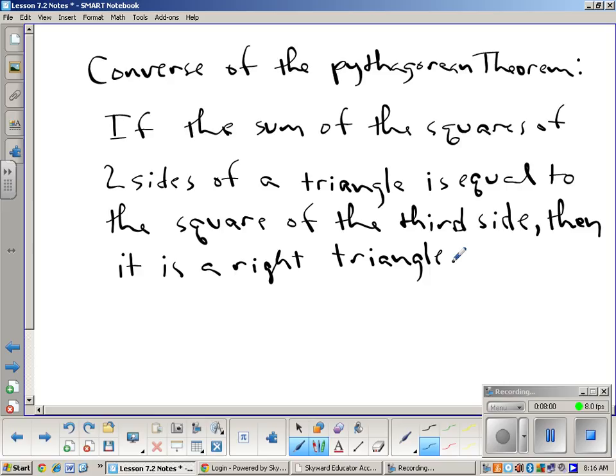So in other words, we can use this theorem to help us determine whether the triangle is a right triangle or not. Okay?